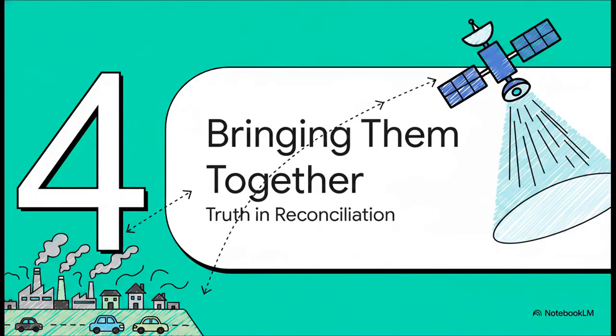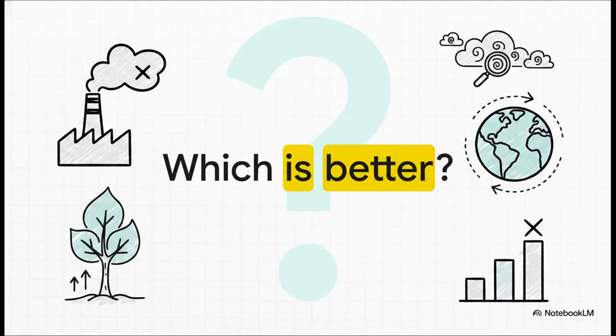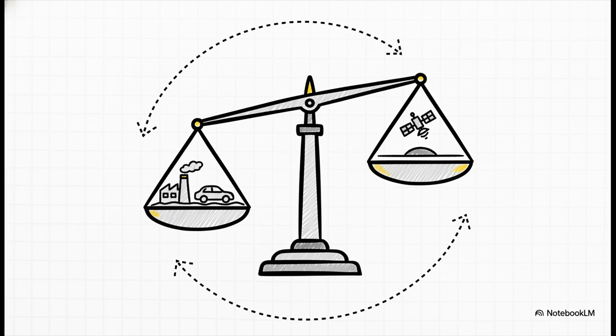Okay, so let's recap. We've got two totally different ways of looking at this. One is building up from all the little sources on the ground. The other is looking down from the sky. So the obvious question is, which one is better? But you know what? In climate science, that's really the wrong question to ask. It's not about picking a winner. Because the real power, the real scientific magic, happens when you bring them together.